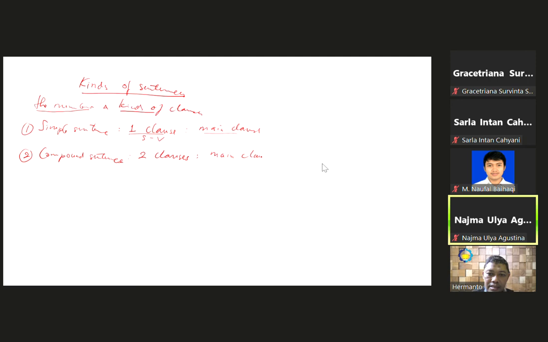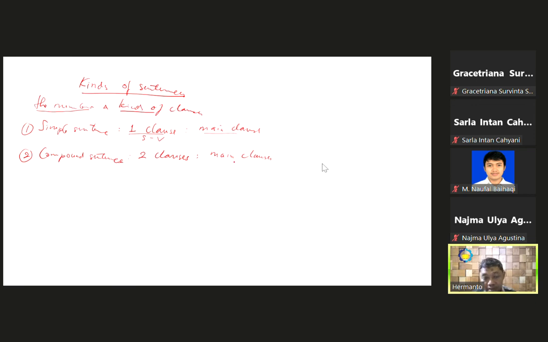Main clauses. Two main clauses. And how to combine these two main clauses, anyone? Let me make it simple: main clause, comma, and, but, or, so, yet, another main clause. That is a simple way to make a compound sentence.